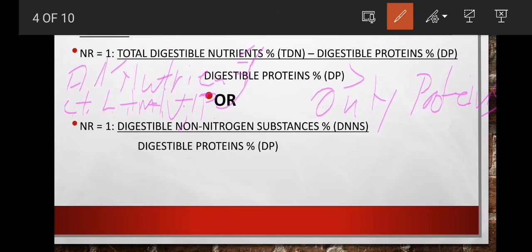Okay. Now we have this DNNS. What does this DNNS stand for? It's written digestible non-nitrogen substances. I will just summarize this one. When we talk about these digestible non-nitrogenous substances, we are talking about the nutrients that are digestible, excluding proteins. So these are all nutrients.